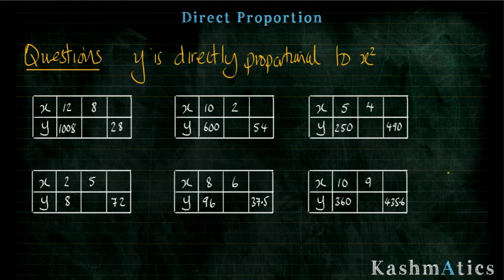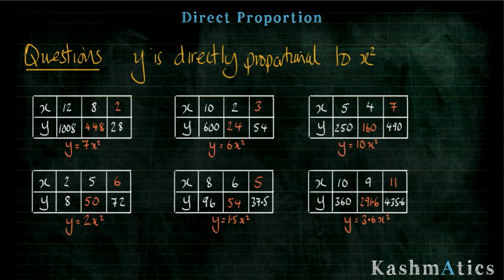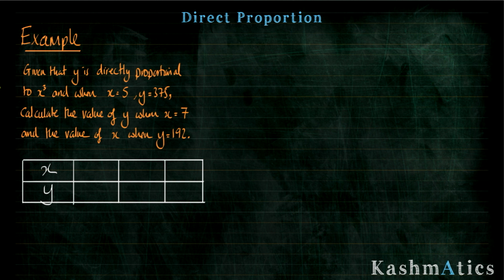And I'm going to reveal the answer in 3, 2, 1, and there you go. So just like before, I've got the relationship underneath the table and the missing values in the table. Now in this example, y is directly proportional to x cubed. So not x squared, but x cubed. And we're told when x equals 5, y equals 375.